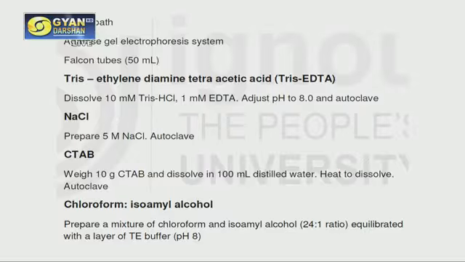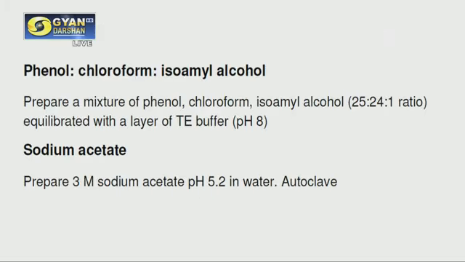And you need chloroform isoamyl alcohol mixture, that is 24:1 ratio, equilibrated with a layer of TE buffer pH 8. Phenol chloroform isoamyl alcohol mixture, that is 25:24:1, that is volume ratio, equilibrated with a layer of TE buffer pH 8, and then sodium acetate, 3 molar sodium acetate pH 5.2, and then you have to autoclave it.